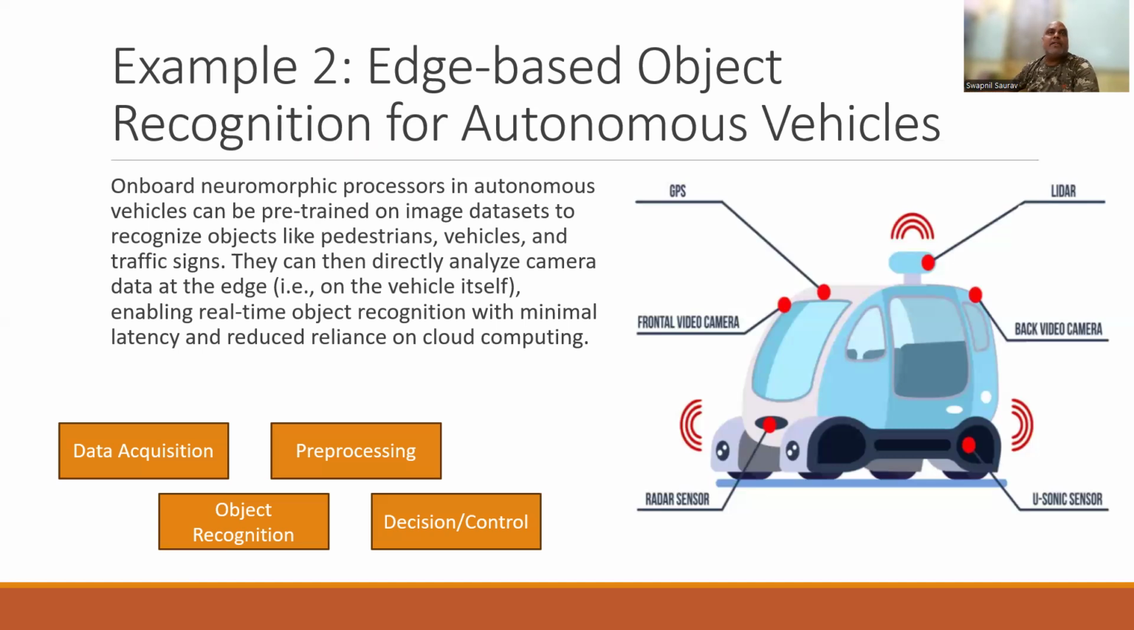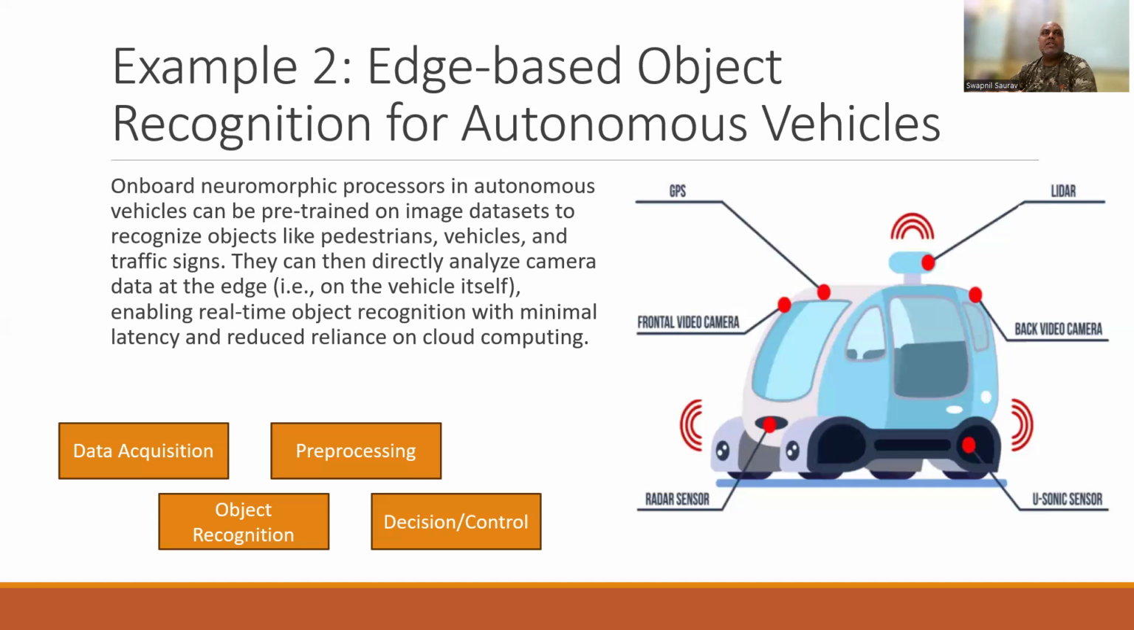So the benefits of using neuromorphic computing for AVs include real-time object recognition, which enables immediate reaction to identify the objects, improving safety and responsiveness. Then you have reduced latency. On-chip processing eliminates the need for data transfer to a central server, minimizing delays in decision making.